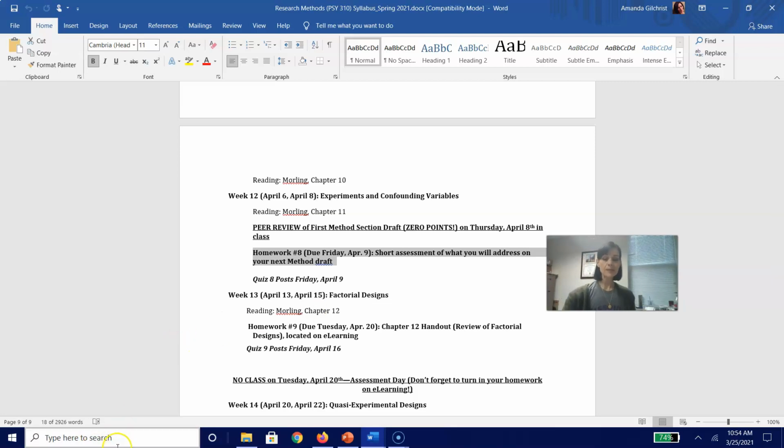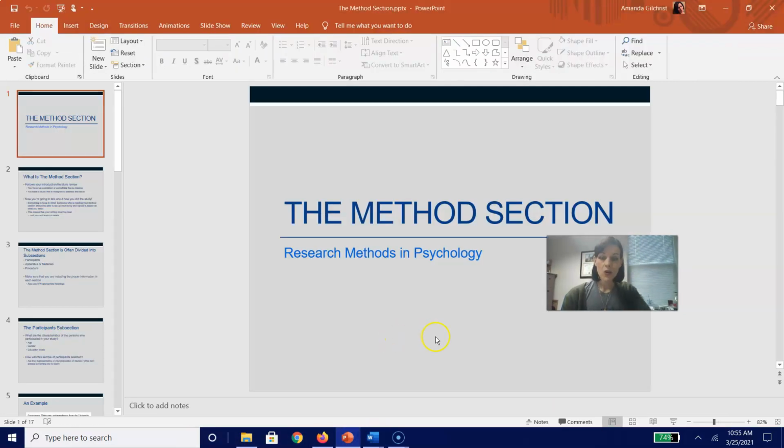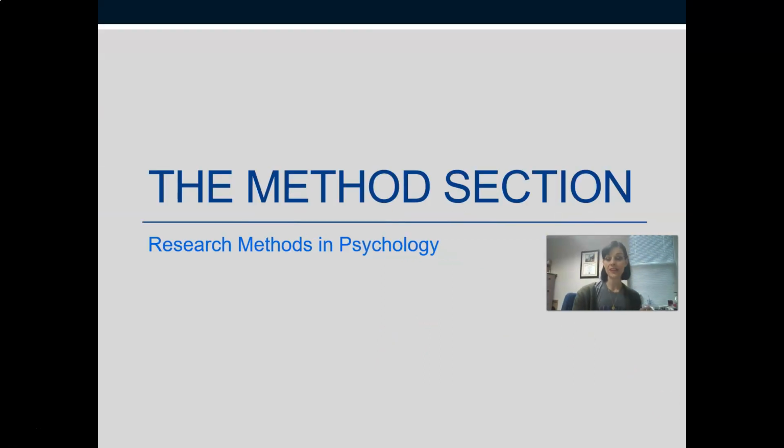So let's spend a little bit of time going over how to actually write a method section, and then I will also pull up some websites and some additional guidelines as well as our rubric to show what I am looking for and what you can expect and what you can do to give me a very, very good method section.